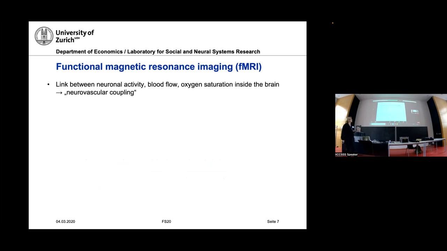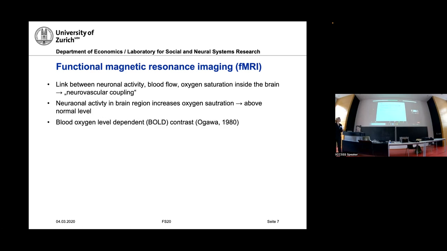There's a link between neural activity, the blood flow, and the oxygen saturation inside the brain. All this is called the neurovascular coupling. So what is neural activity doing? When you do something specific, like reading or calculation, different brain areas are active. While they are active, they are using oxygen. And when they are using up oxygen, the blood is less oxygenated. This you can detect with the so-called blood oxygen level dependent contrast.